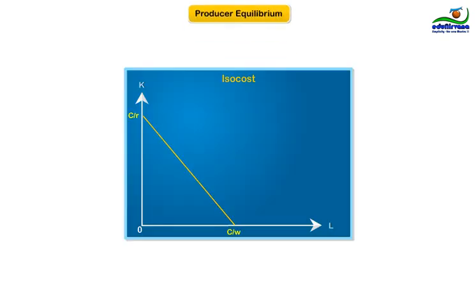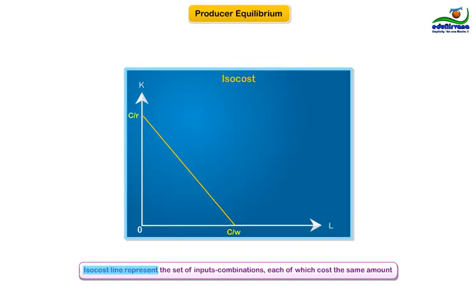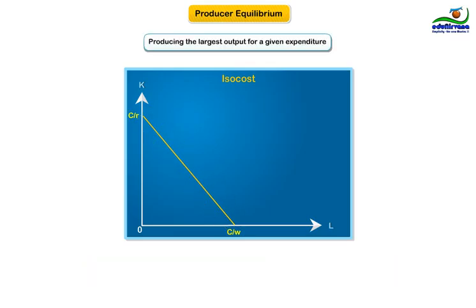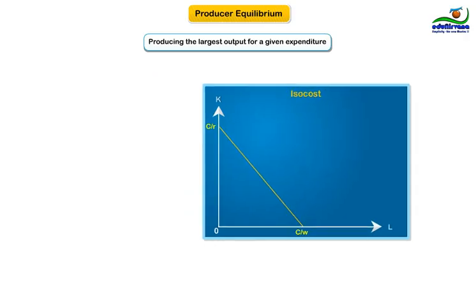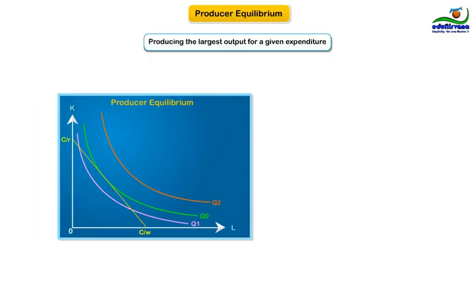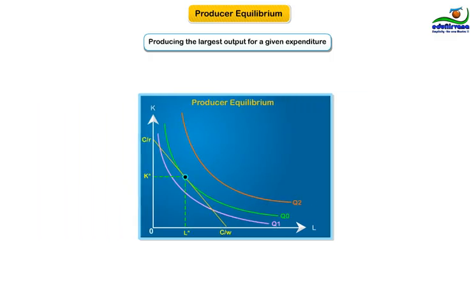So, we can define an isocost line as a set of input bundles, each of which costs the same amount. The analytic approach for finding the maximum output that can be produced for a given cost is to superimpose the isocost line onto the isoquant map. In the figure, the tangency point L star, K star is the input combination that yields the highest possible output Q naught for an expenditure of C.